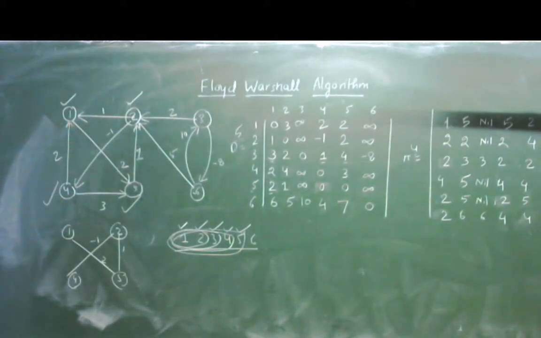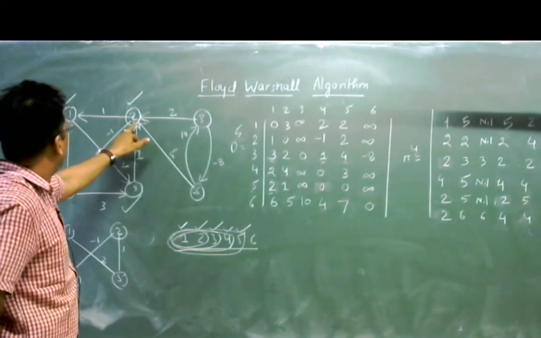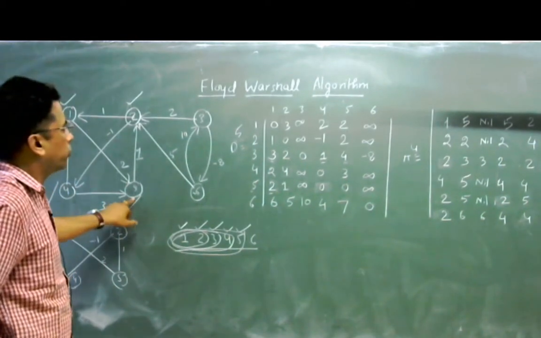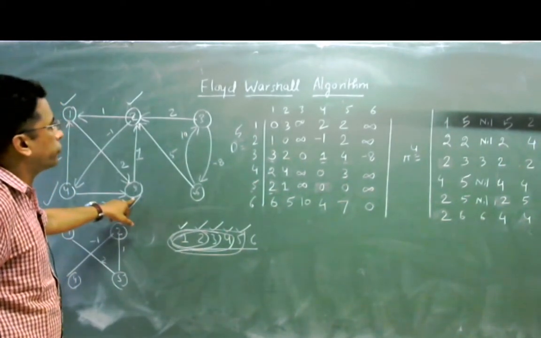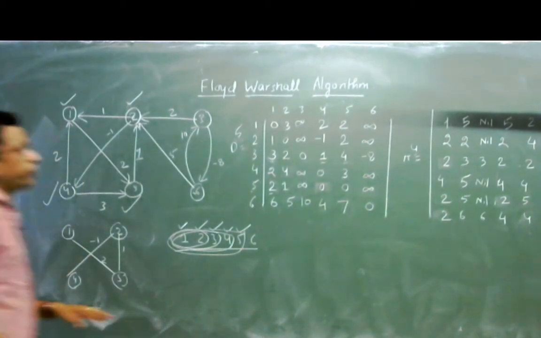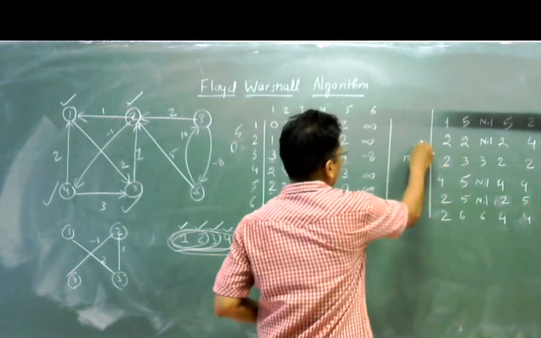That is also 6, no updation. And in case of 3, 2 minus 1 and plus 4. 3 to 5 is already 4. Okay, so no advantage. So this is the final D5 matrix, and this is the corresponding pi 5 matrix, right?